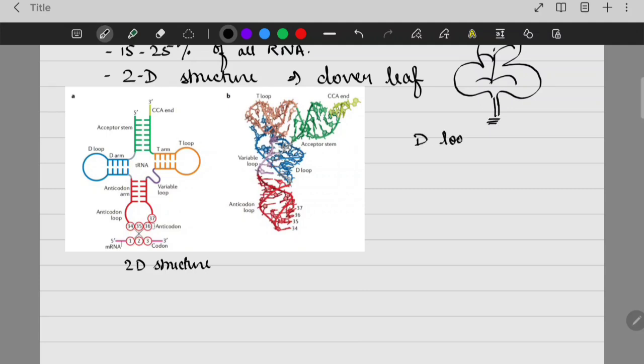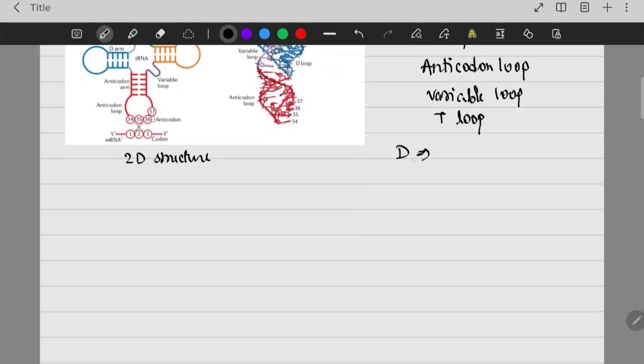Here one is the D loop, one is the anticodon loop, another one is the variable loop, and one is the T loop. Now the D loop, D means dihydrouracil arm. Anticodon means the mRNA has the codon present, and the complementary codons are present in the anticodon loop. The extra or variable arm is present, and the last one is the T loop. T means thymidine pseudouridine cytosine loop, the thymidine loop.